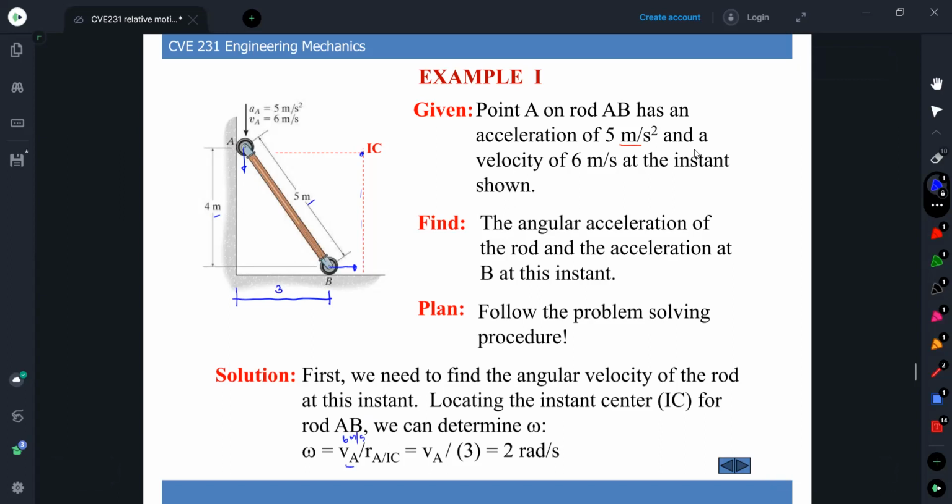Actually, I may redraw the picture like this. IC should be here. For this case, RA sub IC is equal to 3, and now we can find omega is 2 radians per second, counterclockwise.